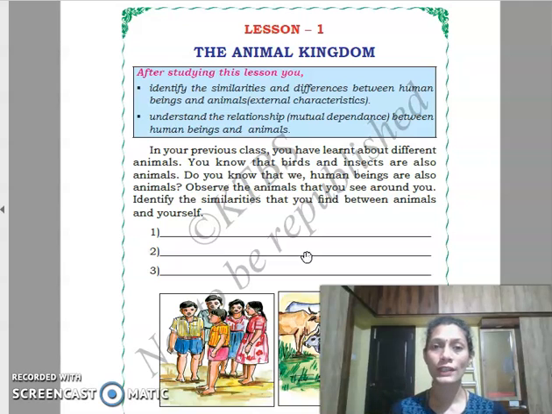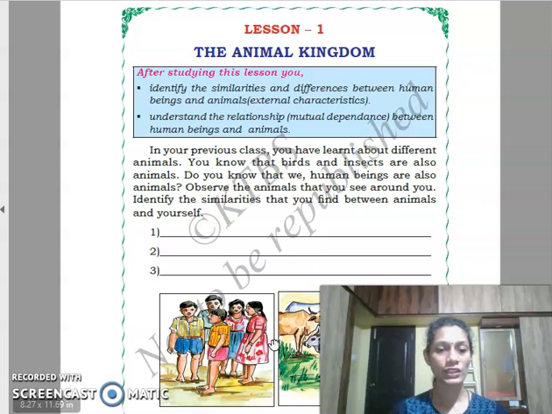Then what other similarities do you see? That we have two ears. Yes, eyes we have, mouth, I mean mouth and nose. So what else do we have in similar? Yes, we eat and we sleep, isn't it? The animals also eat and sleep.